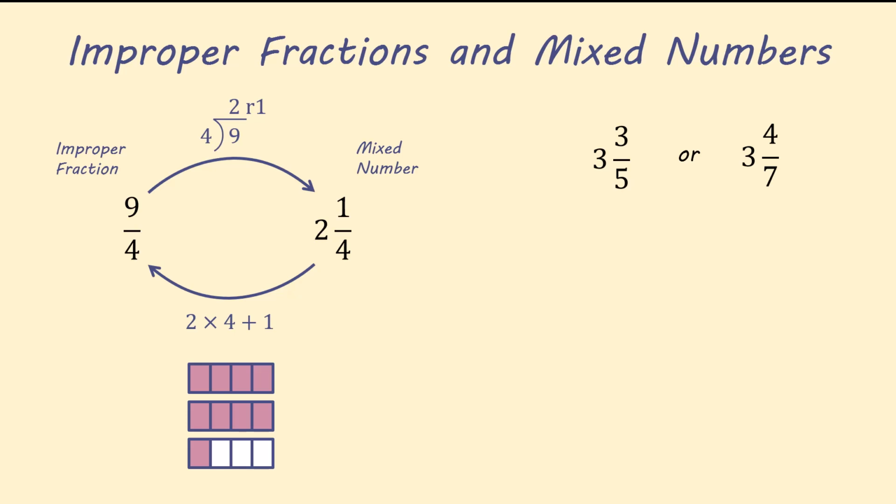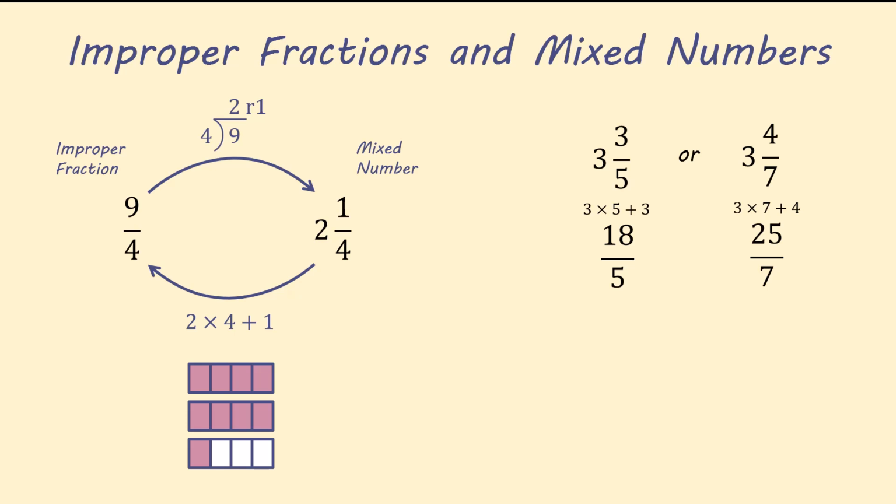For 3 and 3 over 5, calculate 3 multiplied by 5 plus 3 and write this over 5. This is 18 over 5. For 3 and 4 over 7, calculate 3 multiplied by 7 plus 4, which is 25. Now write this over 7, so 25 over 7.